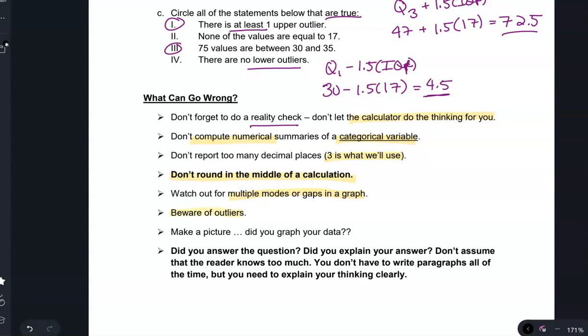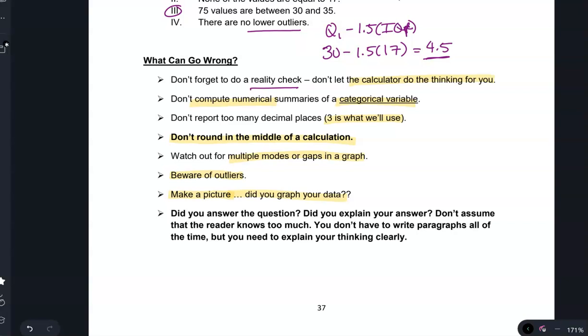Watch out for those outliers. Make a picture. Did you graph your data? Did you really look at it? And did you answer the question? Did you explain your answer? Don't assume that whoever's reading it knows what your thinking is. You need to explain your thinking. You don't always have to write paragraphs all the time. Sometimes you will need to write a lot. But make sure to explain your thinking clearly.